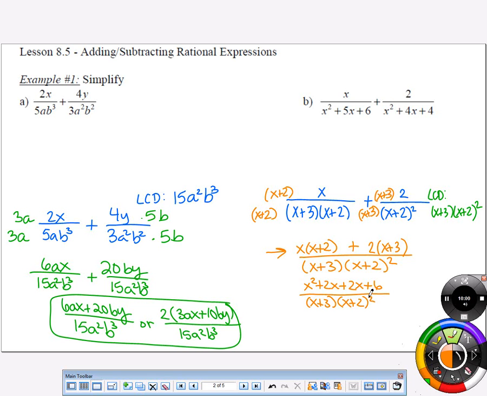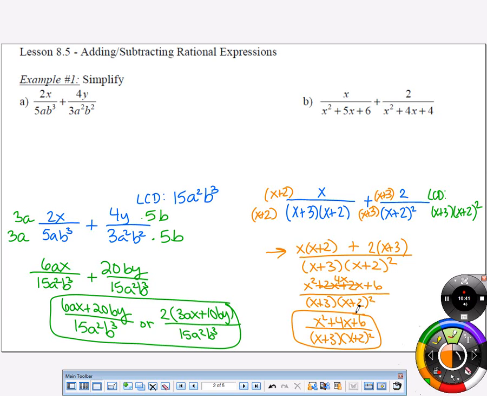x squared plus 2x plus 2x plus 6 is really going to be x squared plus 4x plus 6. Does x squared plus 4x plus 6 factor? No. If it doesn't factor and I can't break it down, is x plus 3 going to be a factor of it? No. Is x plus 2 going to be a factor of it? No. So at this point, that is my answer. The numerator is not factorable, so that's as simple as it's going to get, which means no factors are going to cancel with anything in my denominator, and it's still going to have all of those factors left. That's going to be my result.